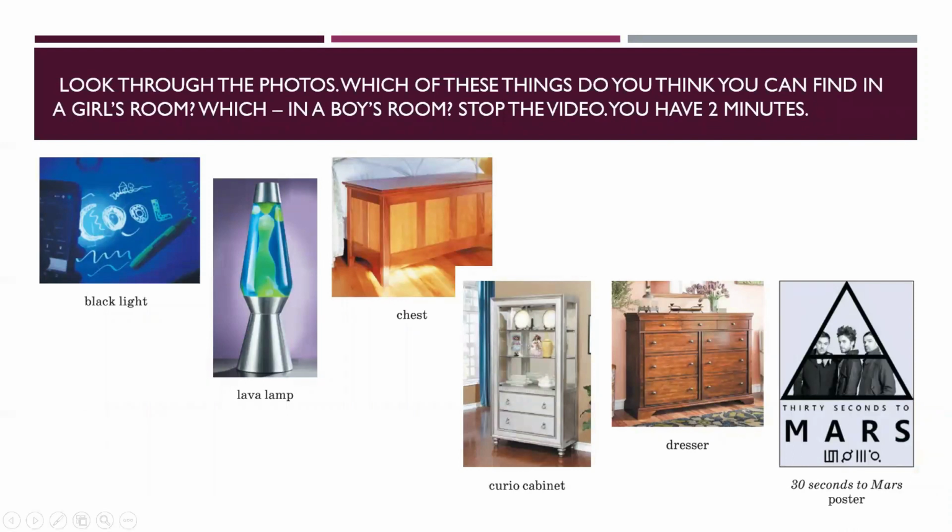Look through the photos. Which of these things do you think you can find in a girl's room? Which in a boy's room? Black light, lava lamp, chest, curio cabinet, dresser, 30 Seconds to Mars poster. Stop the video, you have 2 minutes.